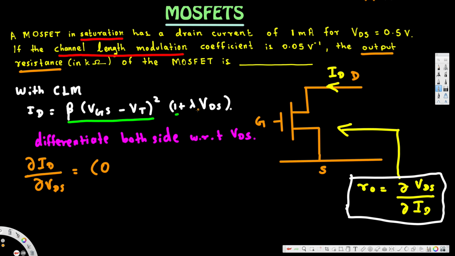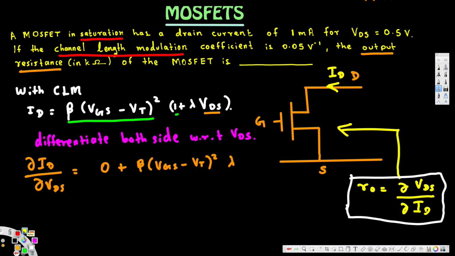And if you look at the second term, we have lambda VDS. If you multiply the whole thing, this VDS will become 1, right? So if you differentiate this with respect to VDS, this will become 1, and the others are going to be constant, so they remain. So lambda times the whole term. So this is going to give us 0 plus, let's avoid the bracket, 0 plus the whole term, beta (VGS minus VT) square times lambda. Okay, so this is the one we are having right now.